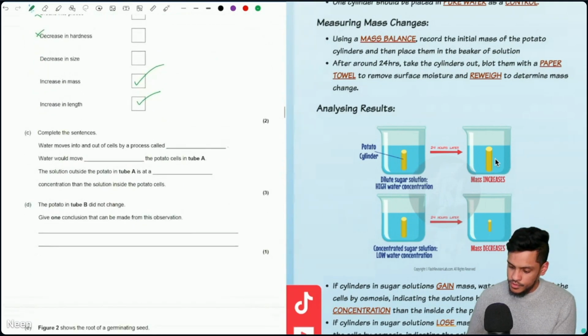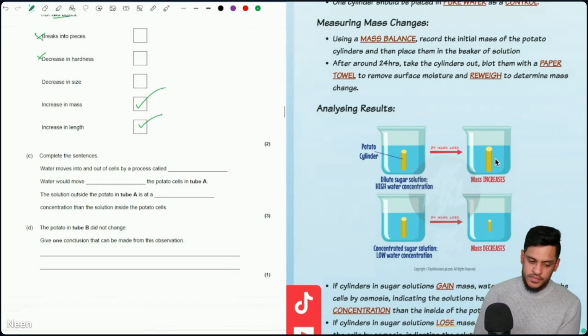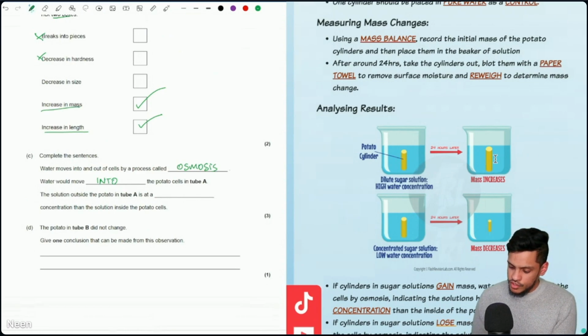Part C of the question, water moves into and out of the cell by the process called, so we've just talked about this already, it's called osmosis. Water would move into the potato cell in tube A. We've already mentioned that. That's why there's an increase in mass and increase in length. The solution outside the potato in tube A is at a something concentration.